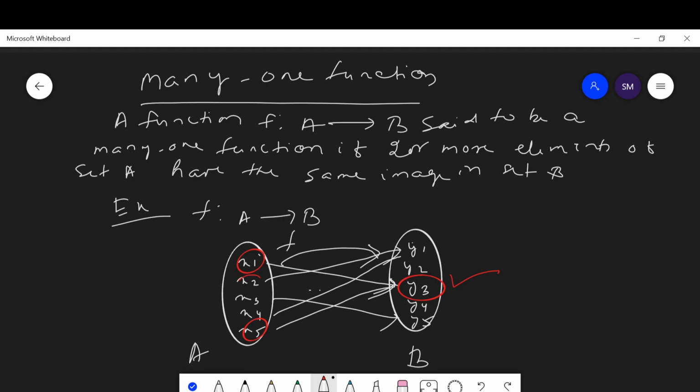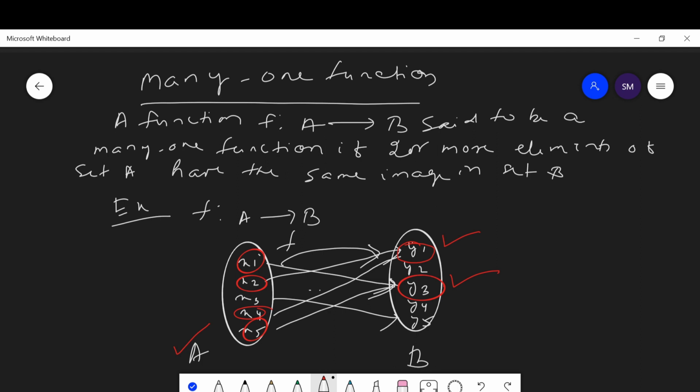x2 and x4 have the same image in set B. This is called many one. Many elements of set A have the same image in set B.